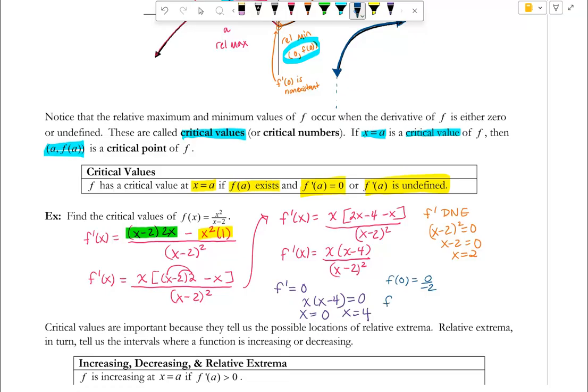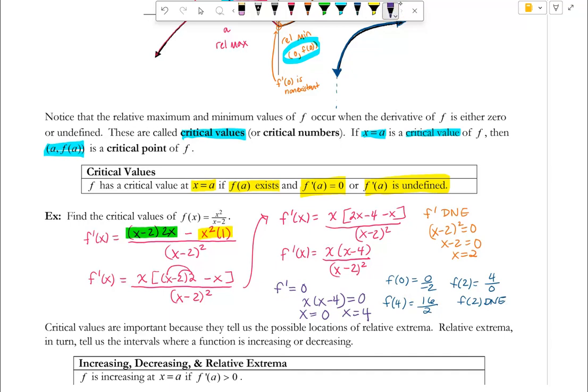If I plug in 4 to my function, I get 16 over positive 2. Well, that's a value. But if I plug in 2 to my function, I get 4 over 0. So f of 2 does not exist. So really what that means is that x equals 2 is not a critical value, but it's still going to be a really important value.